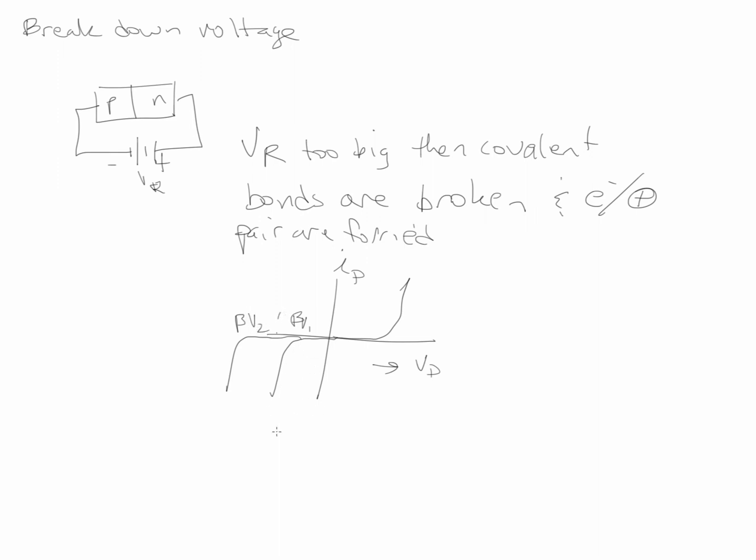And 1 happens at a lower voltage because it's highly doped, and 2 happens at a higher voltage because it's got low doping. So the concentration of the dopants that you add is less. And they give some mechanisms. One they call the avalanche breakdown.